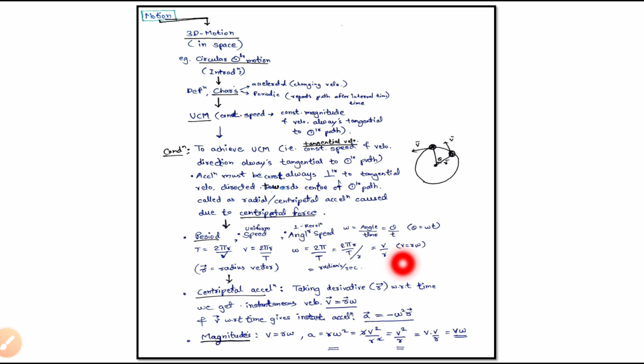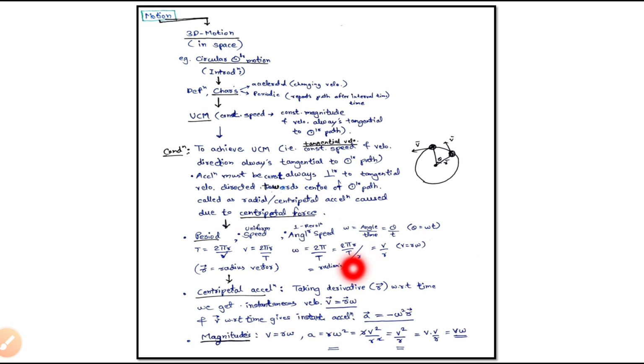Also we have studied the centripetal acceleration. We get the equation by taking the time derivative of the radius vector r, which is r cos theta i cap plus r sin theta j cap. If we differentiate with respect to time, we get in vector form the instantaneous velocity v bar is equal to r bar omega. In scalar form we get v is equal to r omega, the relation we already have.